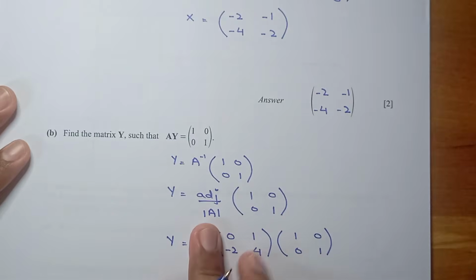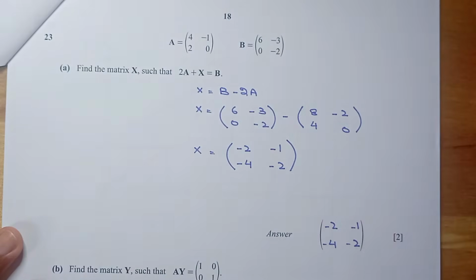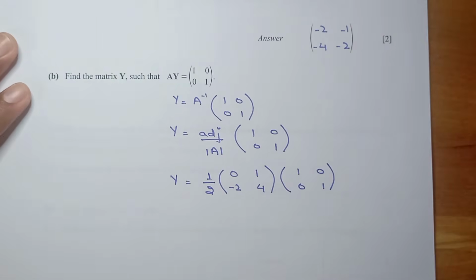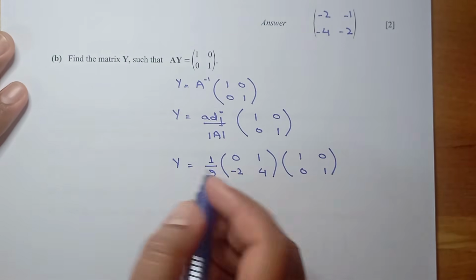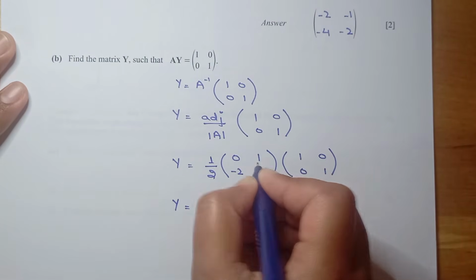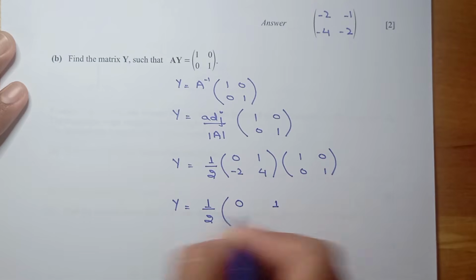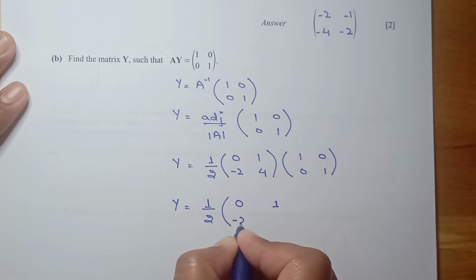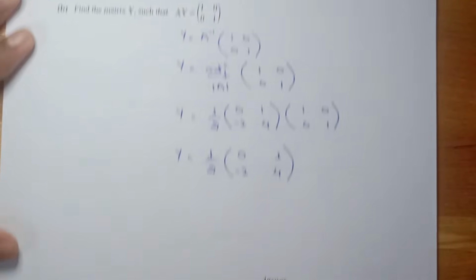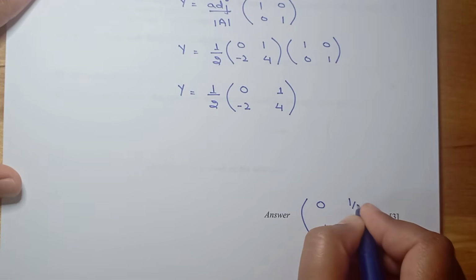And the determinant of A. Determinant is 4 times 0 is 0, minus 2 times minus 1 is minus 2. Minus minus would be positive, so plus 2. So 1 by 2. Right? So let me solve the product to get Y. So Y matrix would be equal to 1 by 2 outside. 0 times 1, 1 times 0, so this is 0. 0 times 0, 1 times 1, this is 1. 2 times 1 is minus 2, and 4 times 0 is 0. This is 0 and this is 4. So we can say the matrix Y is 0, minus 1, 1 by 2, and 2.